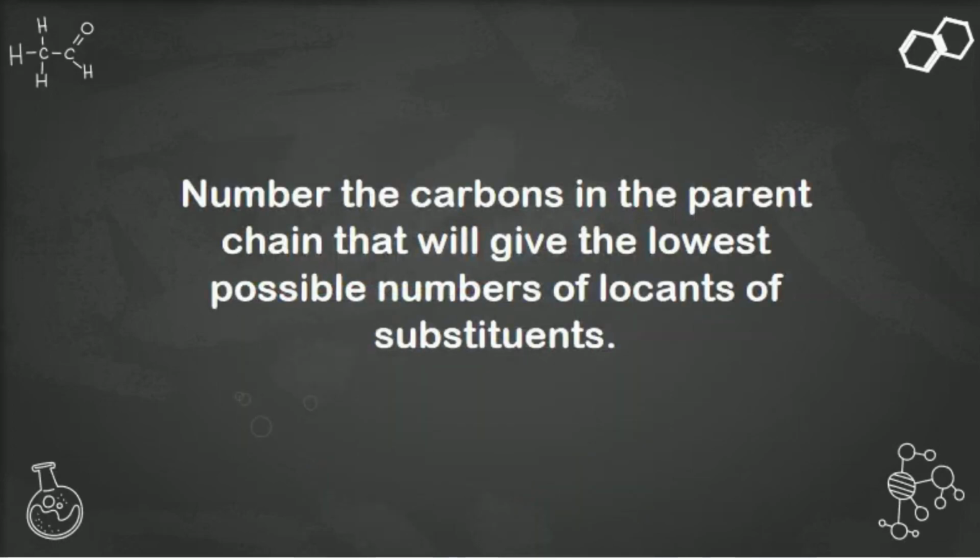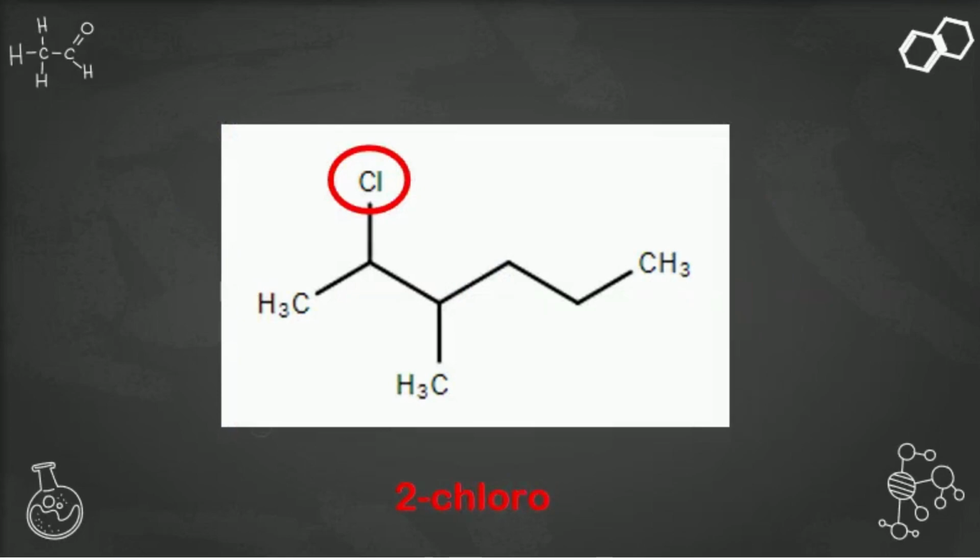Next is number the carbons in the parent chain that will give the lowest possible numbers of locants of substituent. This time we will be numbering the structure from left. So we will be numbering it: 1, 2, 3, 4, 5, 6. That is why the chloro is located at the second carbon. So it is 2-chloro. The locant is 2, chloro is the substituent.